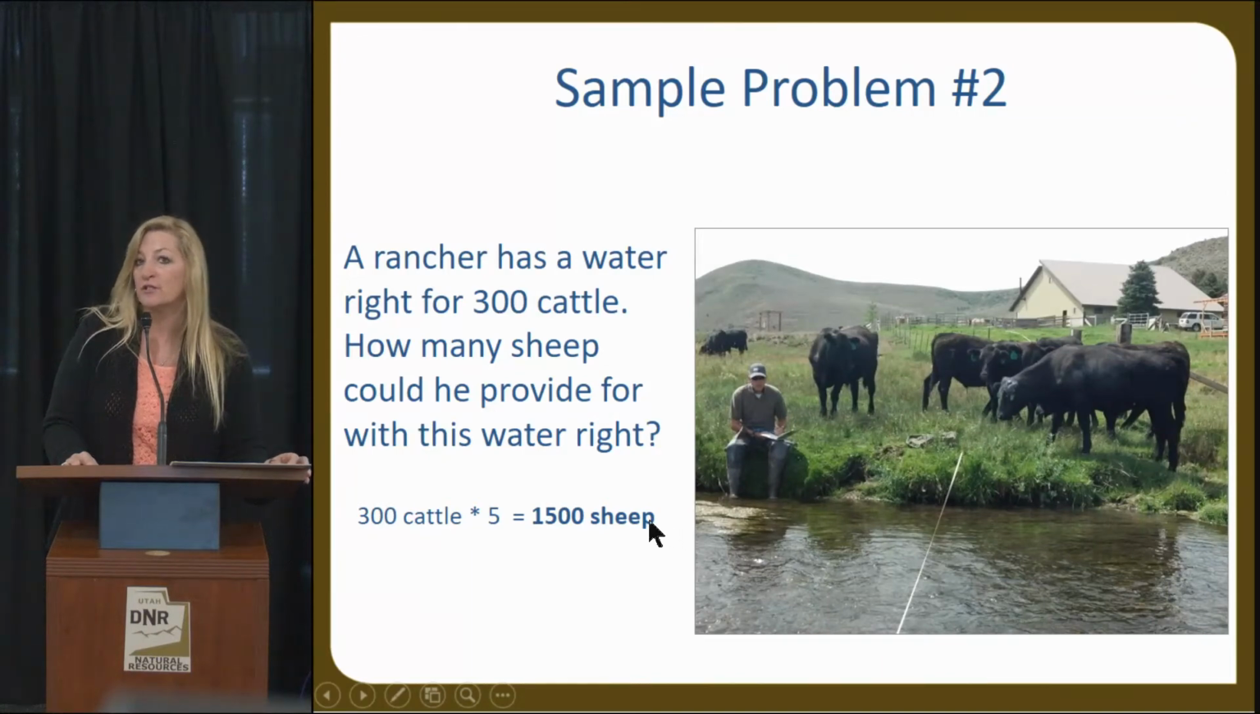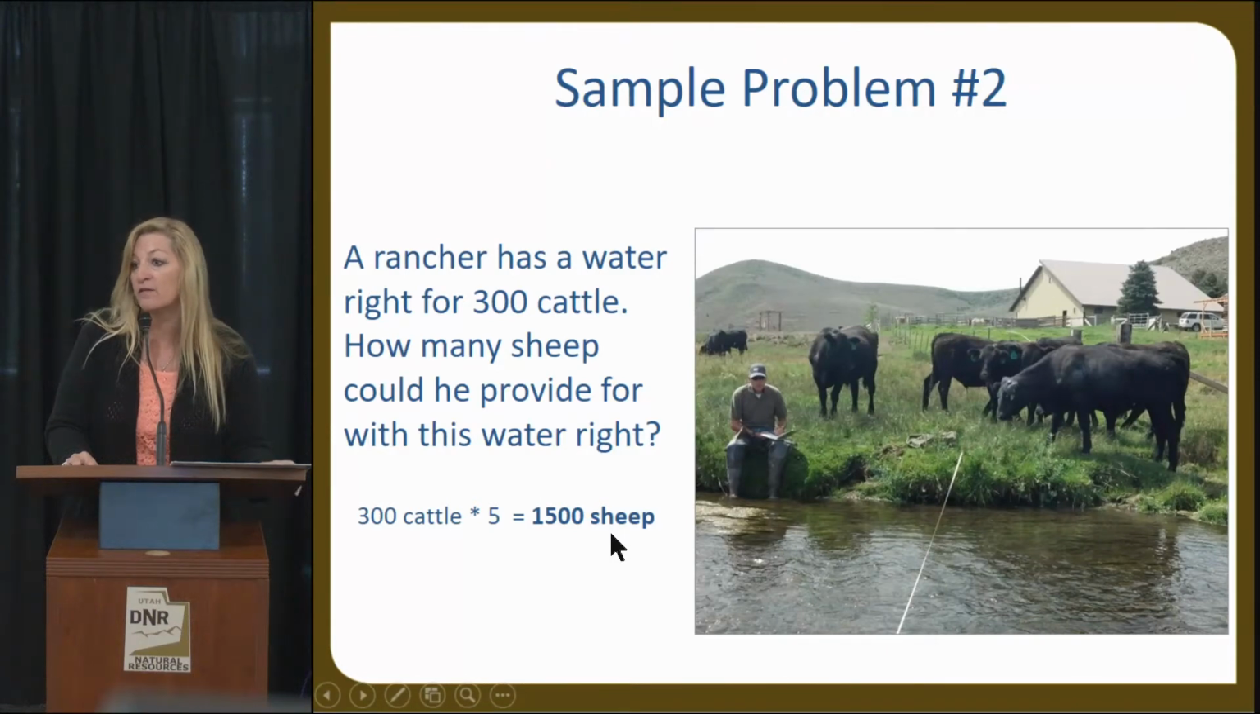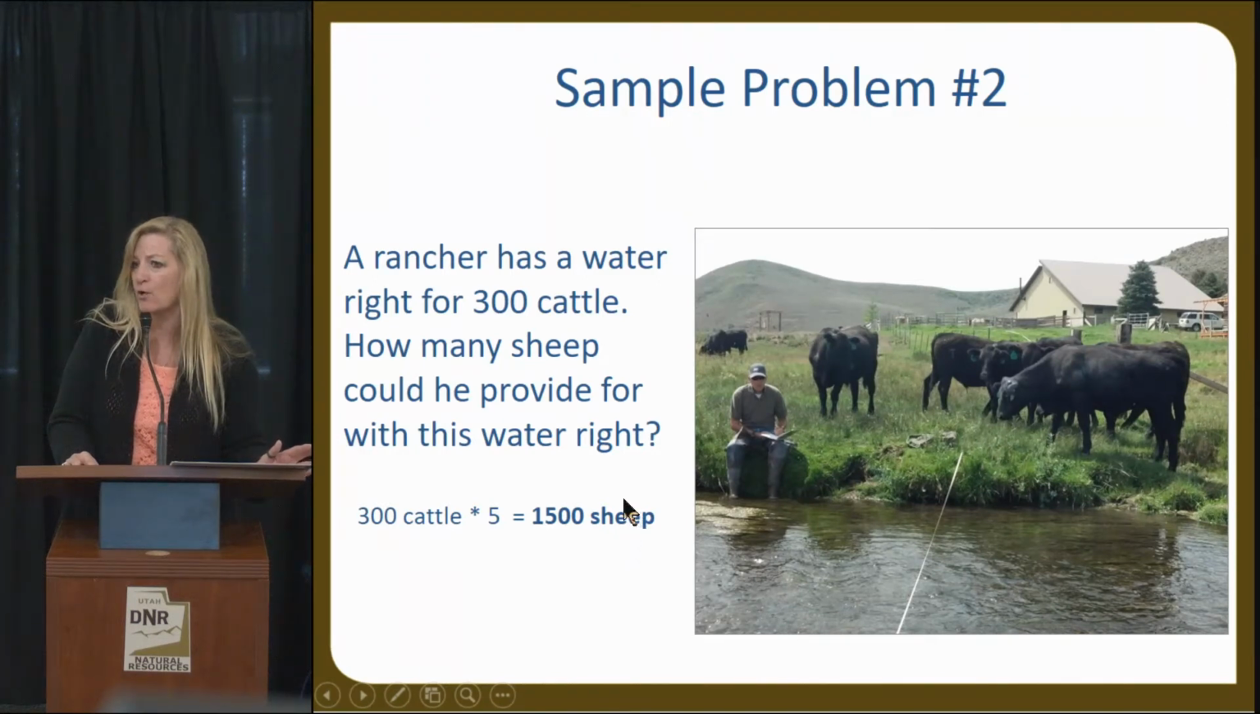If this rancher had 300 cattle and is changing to 1,500 sheep, does he need a change application with us? No, because to us, it doesn't matter. He has a stock watering right, and as long as he knows the limits for the equivalent livestock for what he has, it's still a livestock right, and he does not need to file a change application with us. Now, if he wants to call us and say, hey, I can run 300 cattle, what does that equate to in sheep? We can help him with that and tell him it's 5 sheep per cow, but he does not need to file a change application in this scenario.